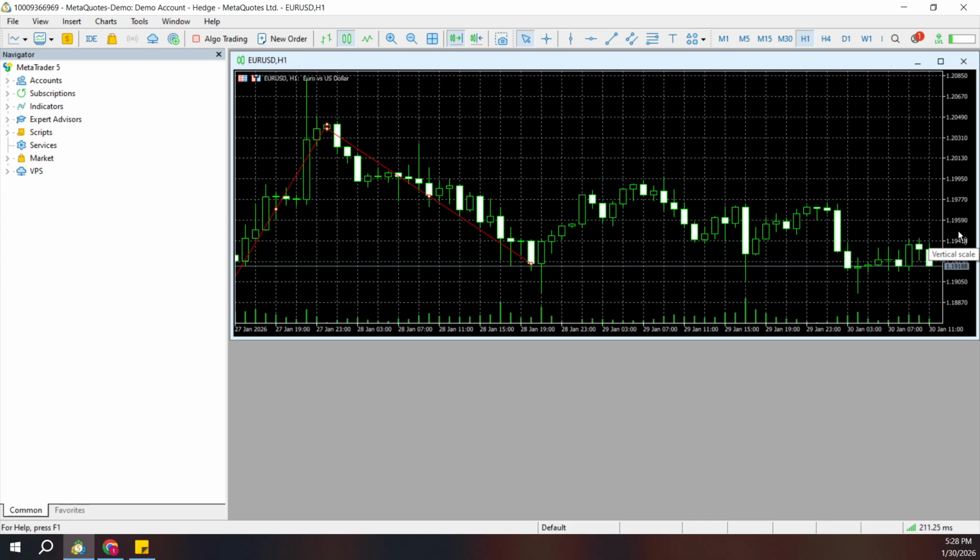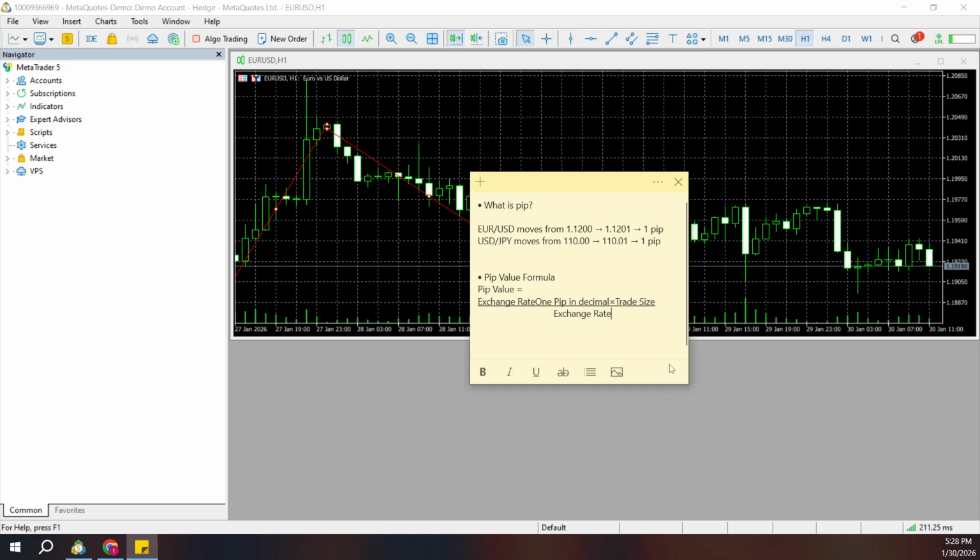Now, let's define a pip in simple terms. A pip is the smallest standard price movement in a currency pair. For most pairs, 1 pip equals 0.0001. For Japanese yen pairs, 1 pip equals 0.01. Many brokers display prices with an extra fractional digit. That extra digit represents a pipette, or 1/10 of a pip. So on a 5 decimal pair, the last digit is a pipette, and 10 pipettes equal 1 pip. On a 3 decimal JPY pair, the last digit is also a pipette, and again 10 pipettes equal 1 pip.